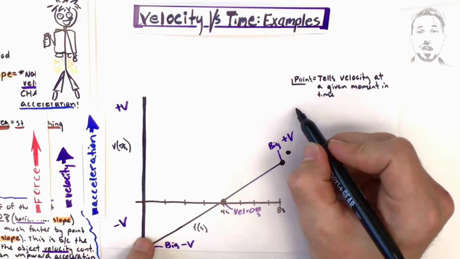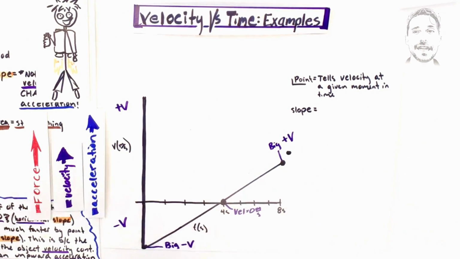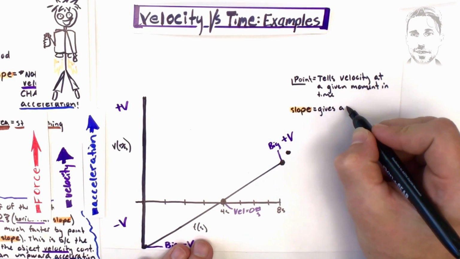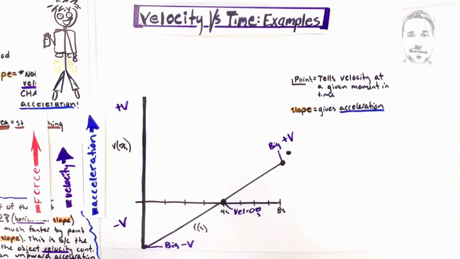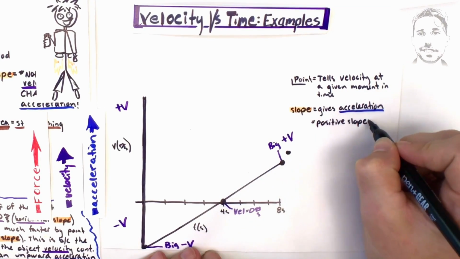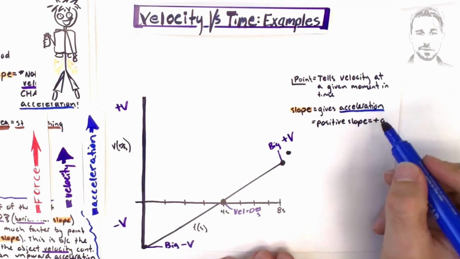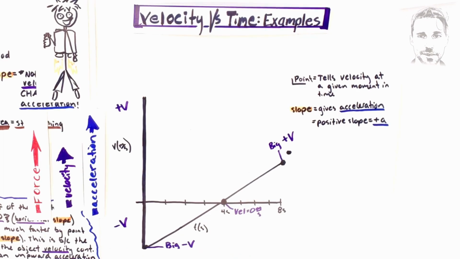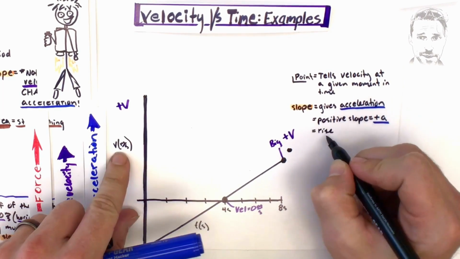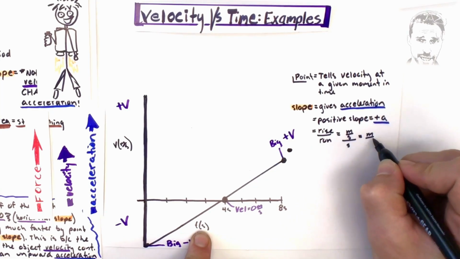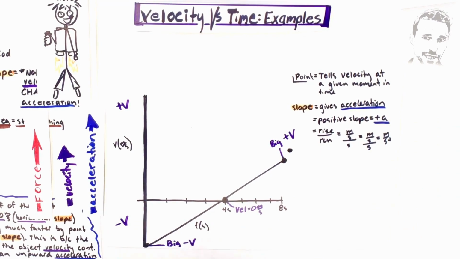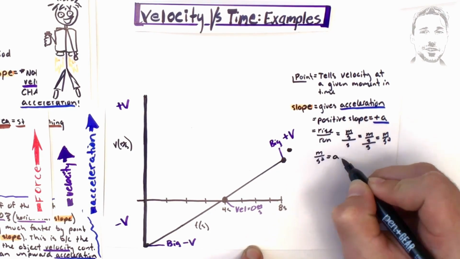And what does the slope mean? Well, the slope gives the acceleration. We remember it's meters per second over seconds. And we have a positive slope, which means it is a positive acceleration this entire time period. And we can double check that knowing the units: meters per second for our velocity over a time period of seconds. Meters per second over seconds is meters per second squared, which is acceleration. Acceleration is meters per second squared.